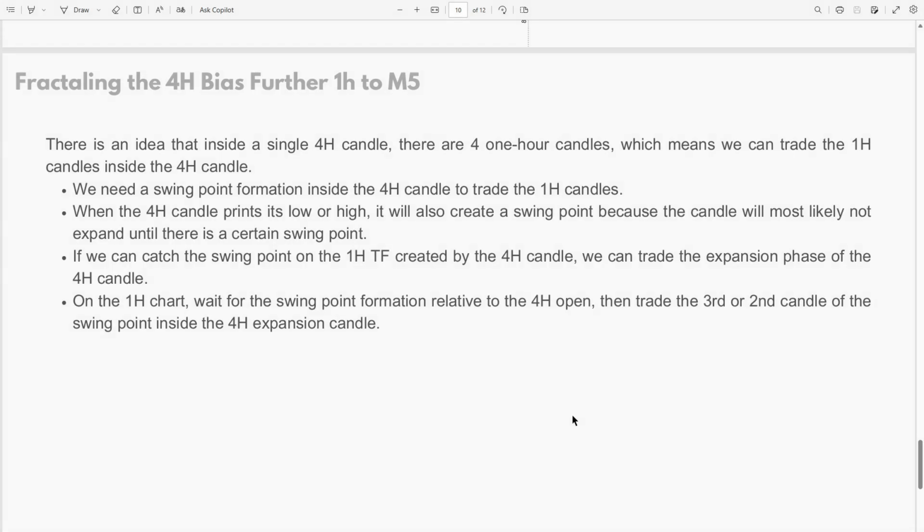Now that we have covered the 4 hour to M15 entries, aligning those time frames, now we can also fractalize the 4 hour buys for the 1 hour to M5 entries, trading the market maker model from 1 hour to M5. So the idea behind that is there are 4 1 hour candles inside a single 4 hour candle. So we need the direction of the next 4 hour candle, and then we can trade the swing point formation inside that 4 hour candle on the hourly chart, which is basically my model which I taught in my previous video.